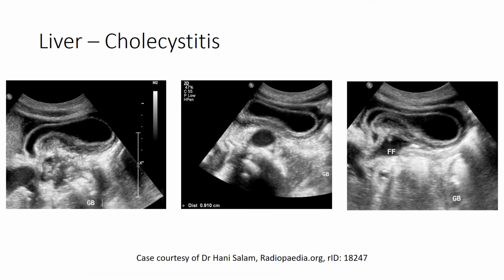These findings can be similarly found on ultrasound as demonstrated in this case. Again, gallbladder wall thickening here, which extends over 9 millimeters, and pericholecystic fluid are the main features.